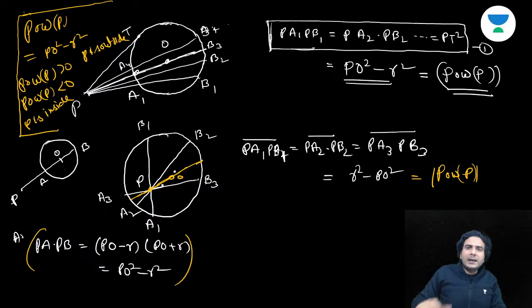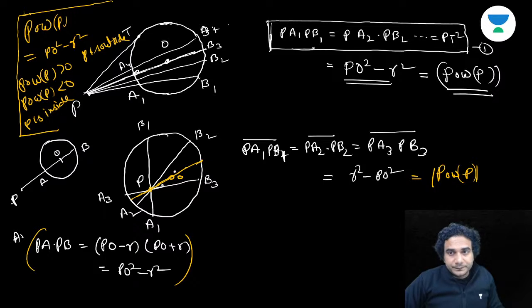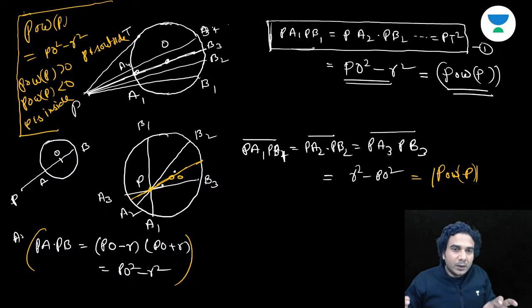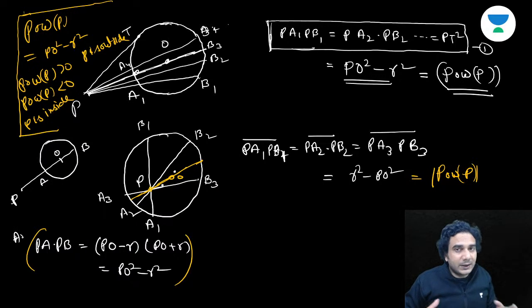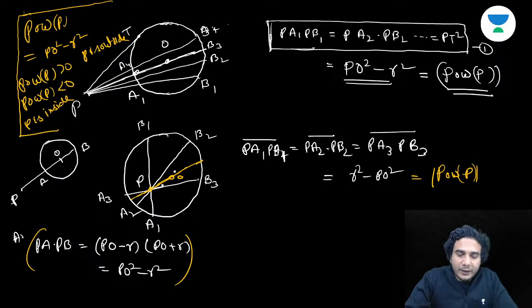Okay, and I'll tell you this power of point later also. It is actually S1. In terms of coordinates, it is S1. If you know the equation of the circle and the coordinates of the point, then just put the coordinates of that point in the equation of the circle, and the value you get is basically the power of point. So I'll explain that S1 thing later. Just understand the geometry, okay? Is this okay?